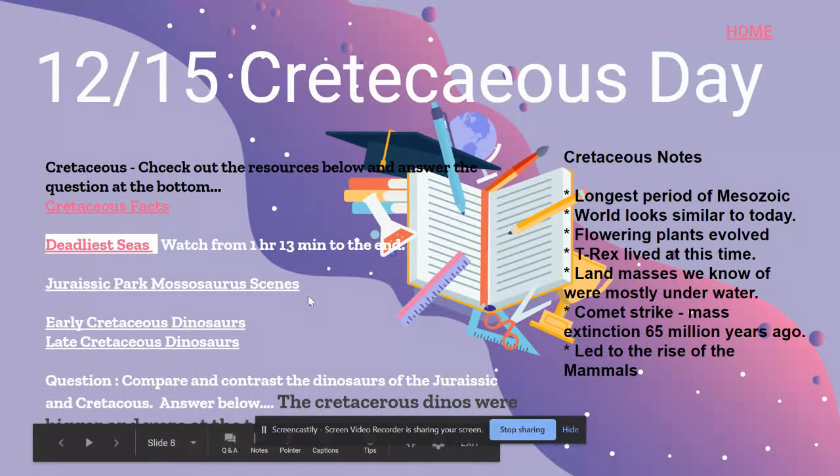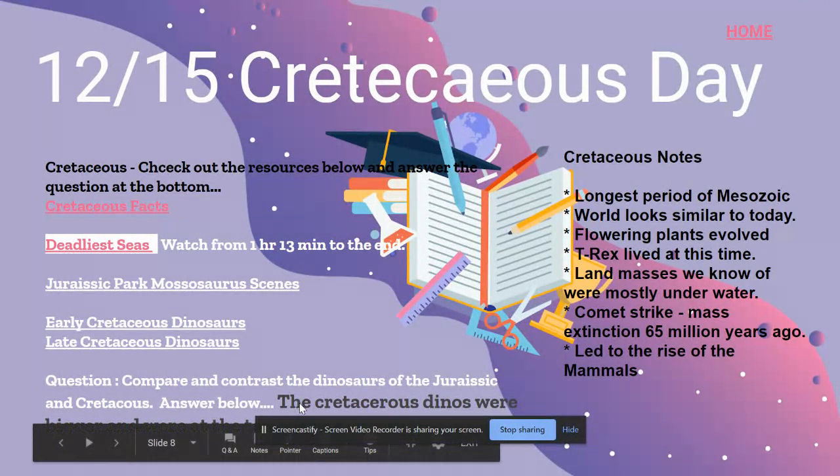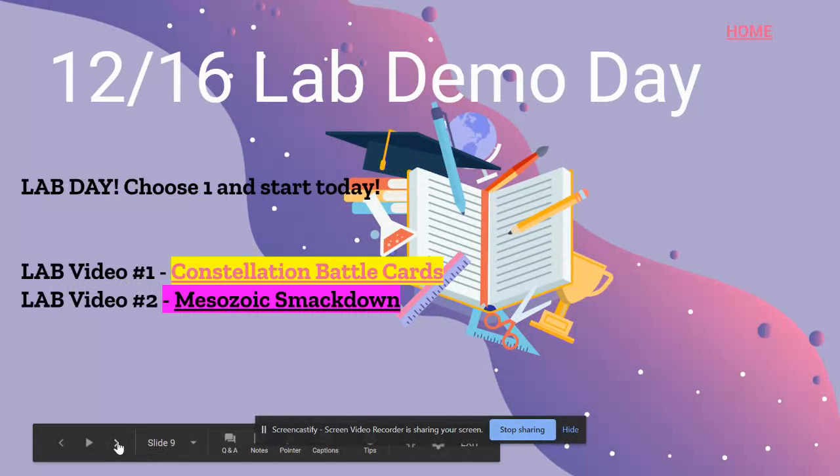We looked at some Hollywood scenes, checked out some dinosaurs, but basically the Cretaceous dinosaurs were at the peak of their evolution. So they were more evolved. A lot of them were bigger than their predecessors. So that's what we wanted you to have typed in instead, that they were at the peak of their evolution. That's what I wanted you to have.